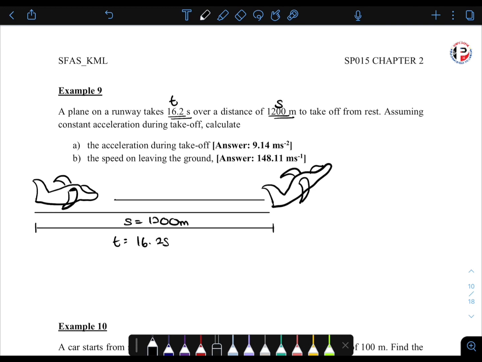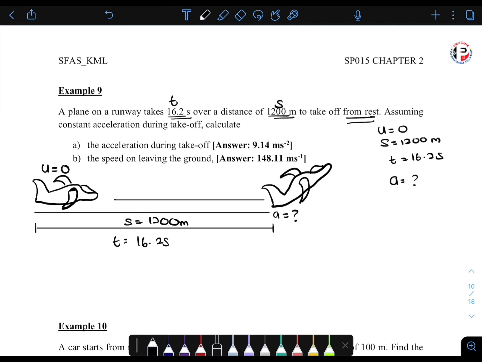Next information we have here is that it takes off from rest. So initially our plane started from rest, so the u here is equal to 0. So as you can see, you have u is equal to 0, s is equal to 1200 meter, and also t is equal to 16.2 seconds. The first question here is to find the acceleration during takeoff, which means you want to know what is the acceleration at this particular point. So you're looking for a here.